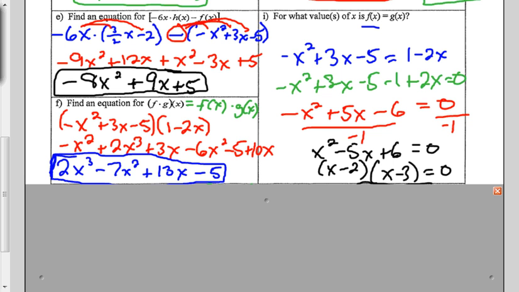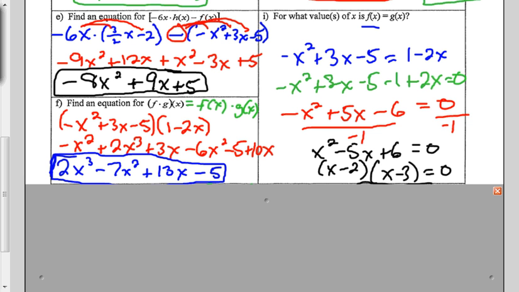For E, you just substitute in what you know for h of x and f of x, then it becomes an algebra problem, just simplifying, combining like terms. Be sure to distribute the negative symbol to each and every term. F becomes f of x times g of x, and it's just the distributive property, and simplify, combine like terms.